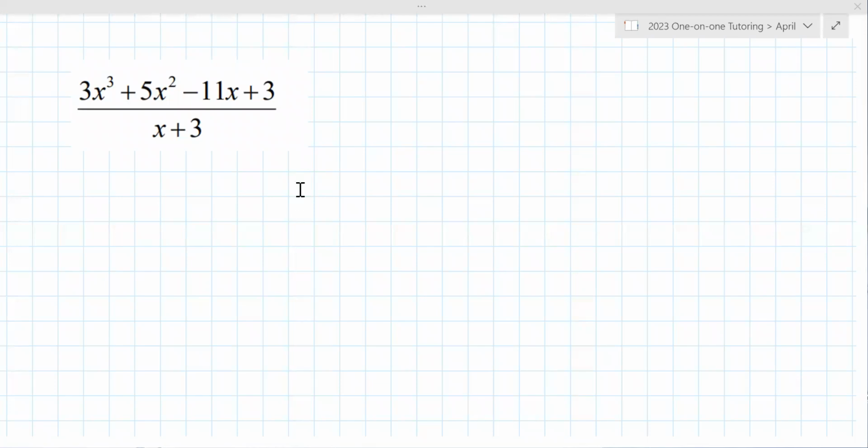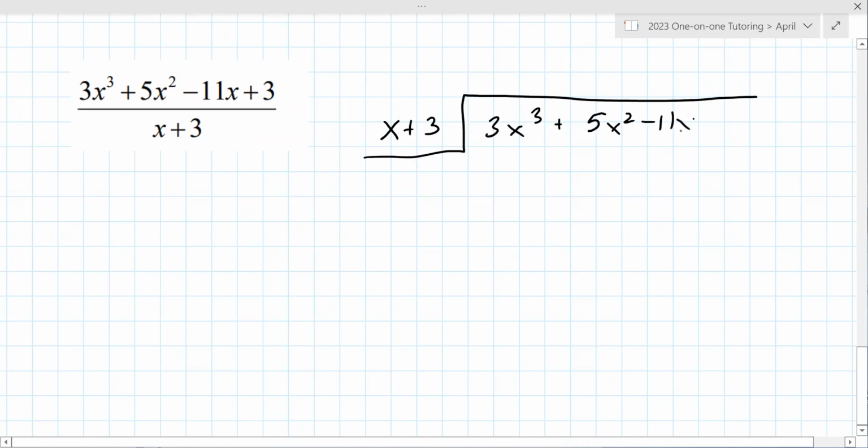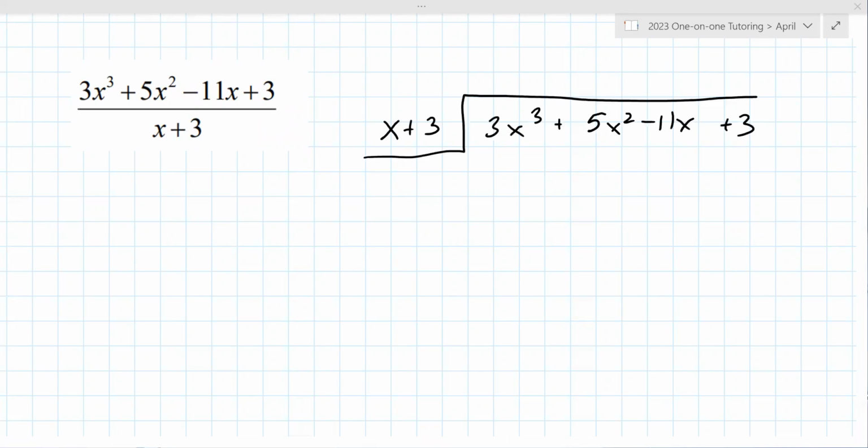What's the very beginning step? What do you multiply x by to get 3x cubed? Okay, so it would be 3x squared. Yes. 3x. Three.